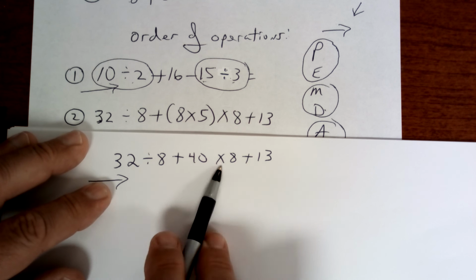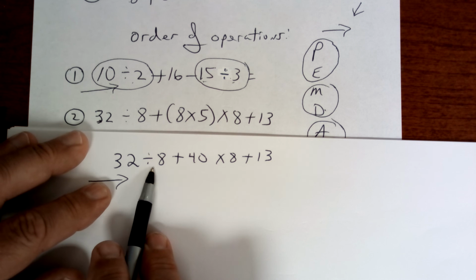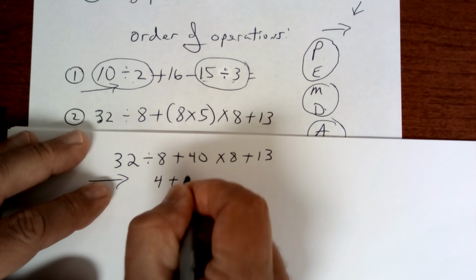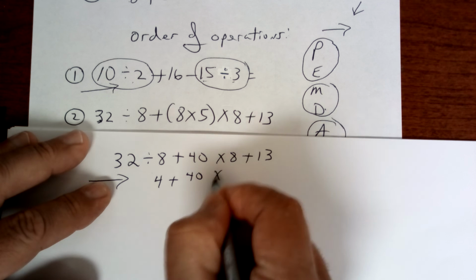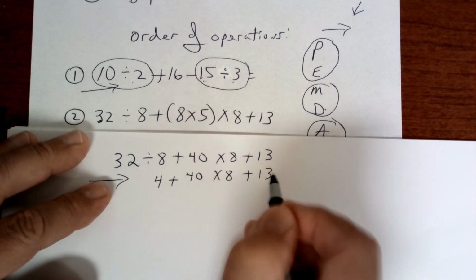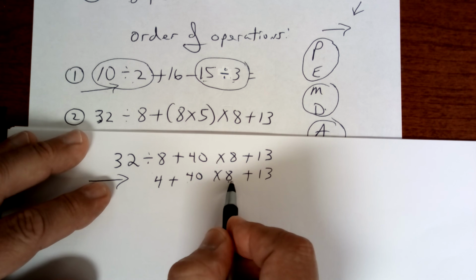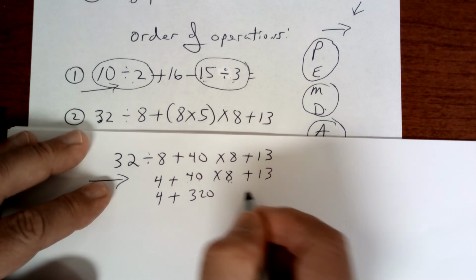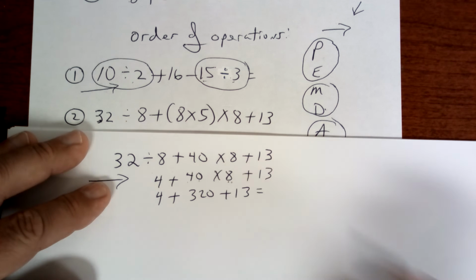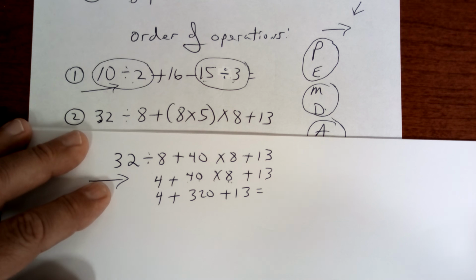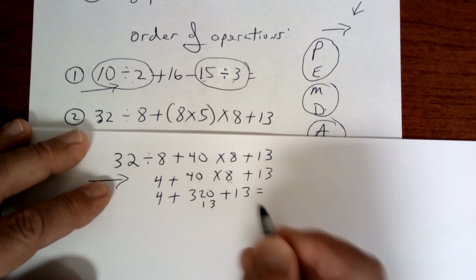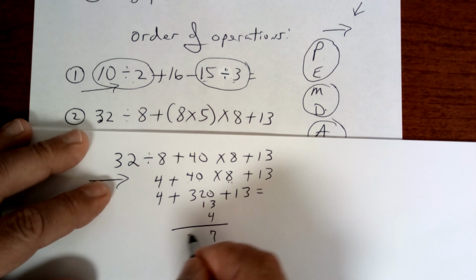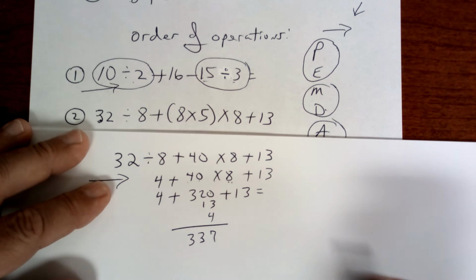Times, so I'm going to do these two, but this one first. So that's going to be 4. Okay, 8 times 4 is 32, add a 0. So it's going to be 4 plus 320 plus 13. Whatever that is your answer. So let's add 13 here and add 4. So that's going to be 7. It looks like 337.